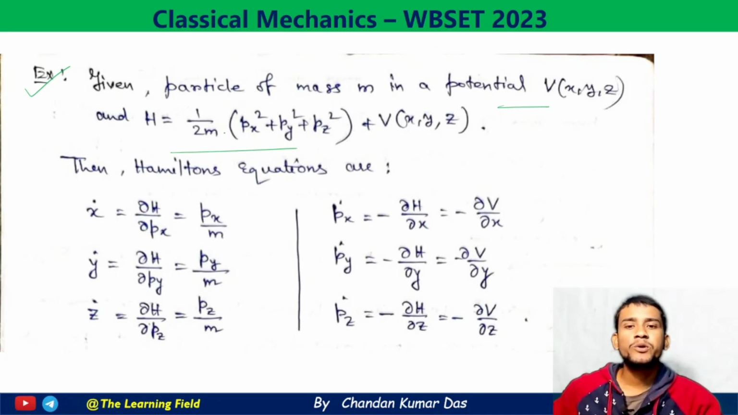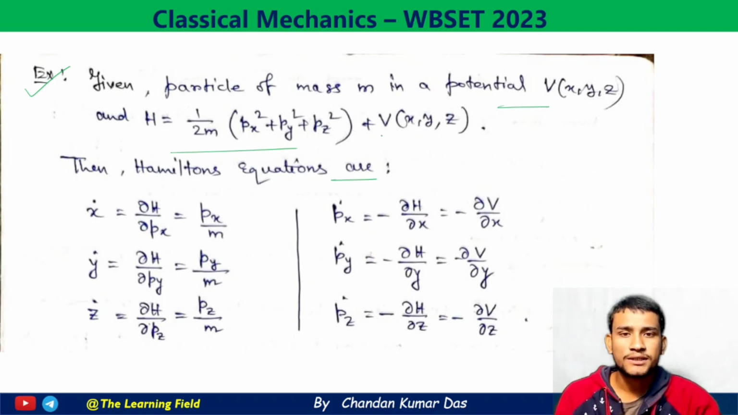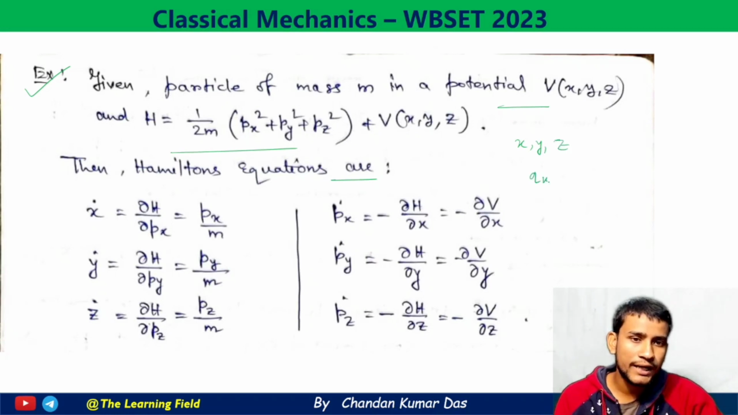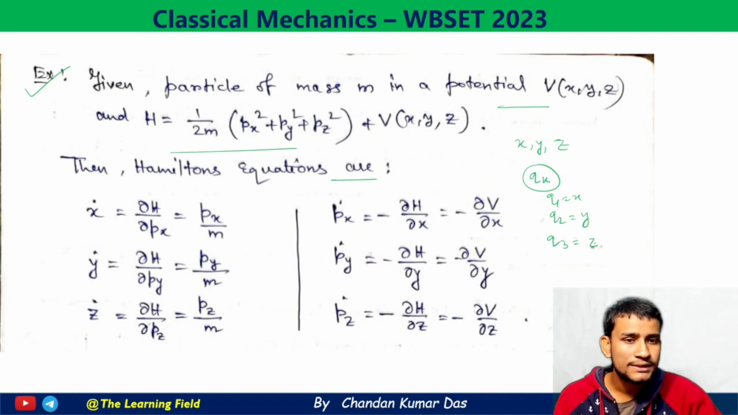Okay, if we calculate the Hamilton's equations, the generalized coordinates are x, y and z. That is, the qk are the generalized coordinates, so q1 equals x, q2 equals y and q3 equals z here. And the momenta are px, py and pz; the pk are the momentum terms.